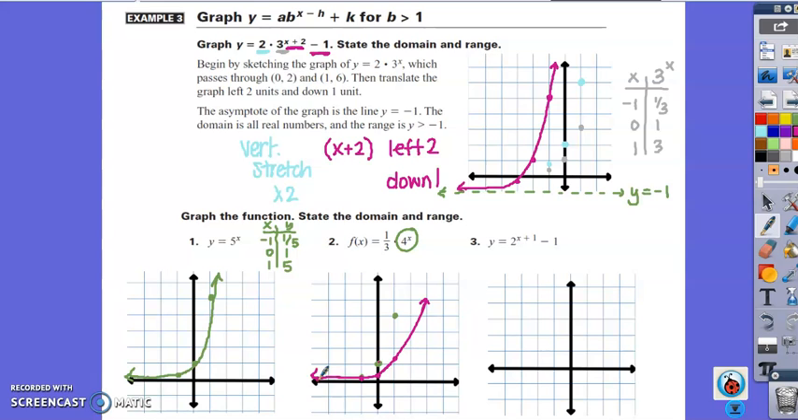The next one, a 2 to the x. 2 to the x, so 2 to the -1, 2 to the 0 is 1, and 2 to the 1 is 2. And then what are we going to do with those points? We're going to move them left 1 and down 1, left 1, down 1, left 1, down 1. Draw that nice smooth exponential growth, and there it is again, that down 1 causing our asymptote to be down at y equals -1.